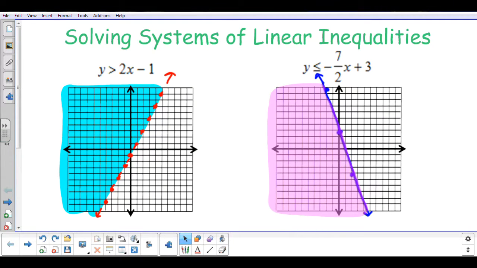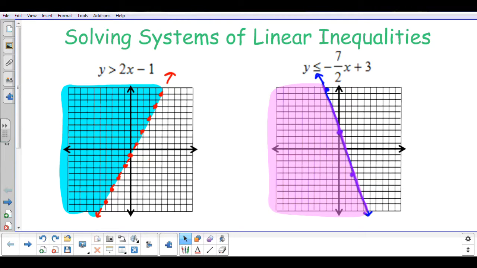When solving a system of linear inequalities, we follow all of the same steps that we do to graph one inequality. Except with a system, we're going to have two graphs on one grid. So here in our first slide, we have two separate graphs. y is greater than 2x minus 1, and y is less than or equal to negative 7 over 2x plus 3.